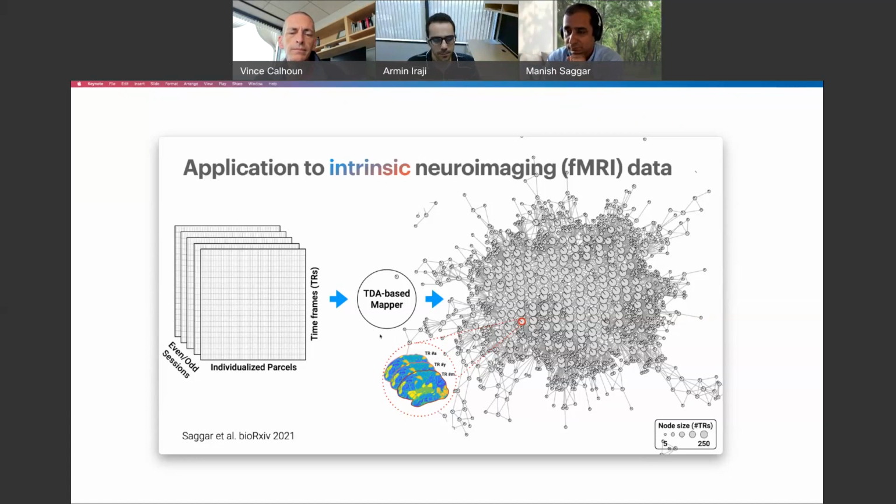Yeah, it's very interesting. It's very similar in terms of some individuals spending a lot of time in the global state, and others jumping around from state to state, and you can actually get correlations with the behavioral scores. Very cool. Yeah, thanks for sharing.